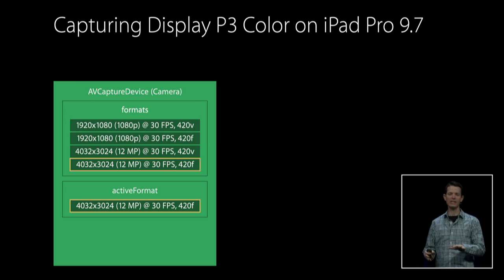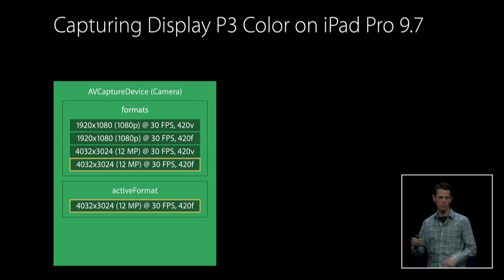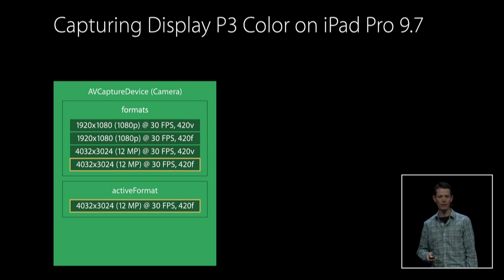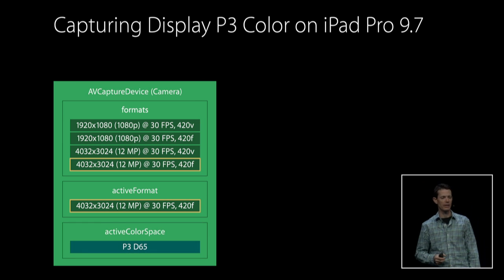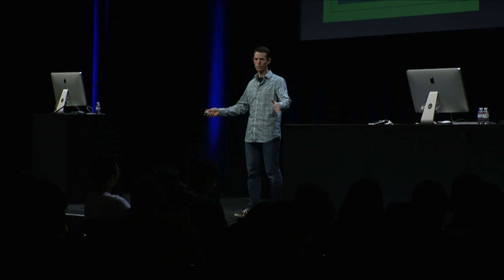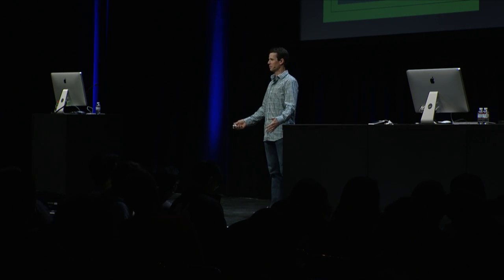The device has a settable active format property, that's not new, so that one of the formats in the list is always the active format. As you can see here, I've put a yellow box around the one that is active. It happens to be the 12 megapixel 30 FPS version. And if that active format, the F format, happens to support display P3, then there's a new property that you can set called active color space. And if the active format supports it, you get wide color flowing from your source to all outputs in the session.